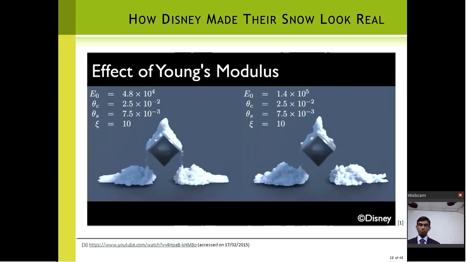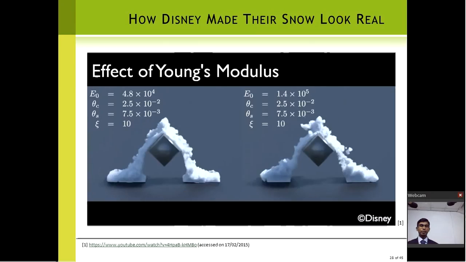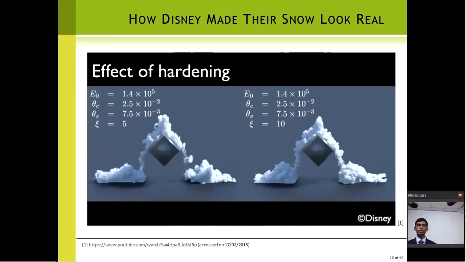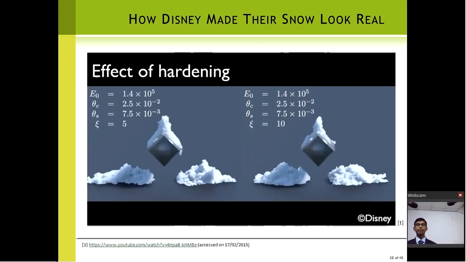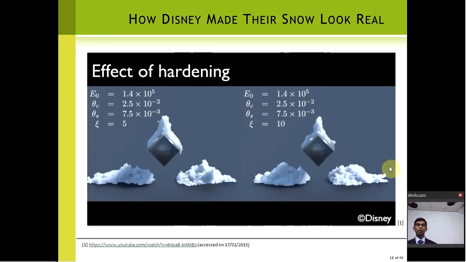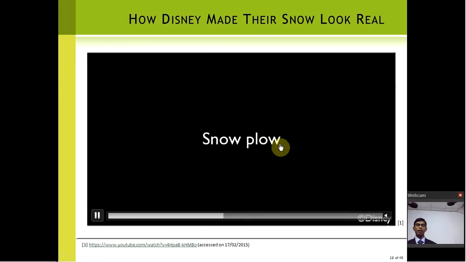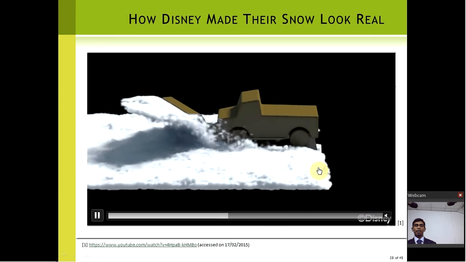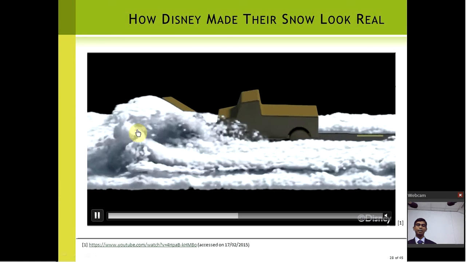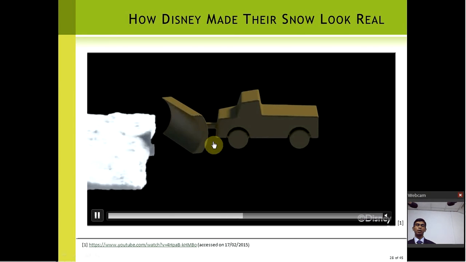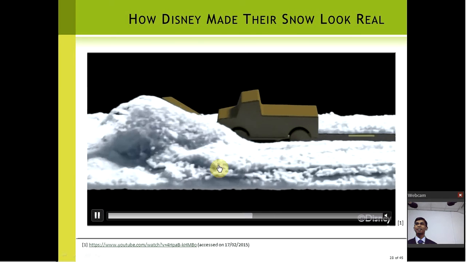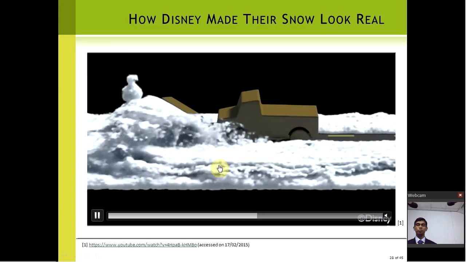And so they change the Young's modulus of snow and observe how things will happen, and to match the best value, even hardening of snow. So different, and in this case, this is real physics simulation, but you can see how the particles move and how solids interact with other solids, and it's like real snow. So that's the beauty of this technique.